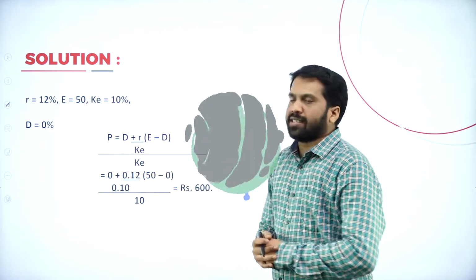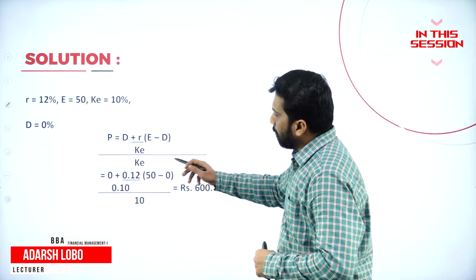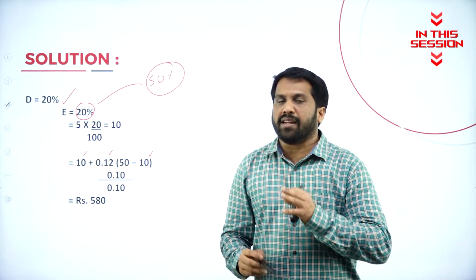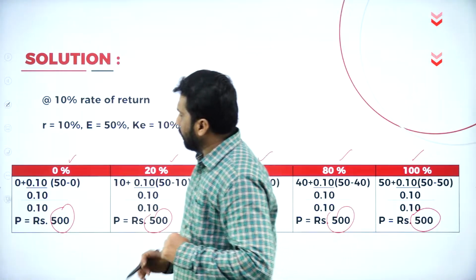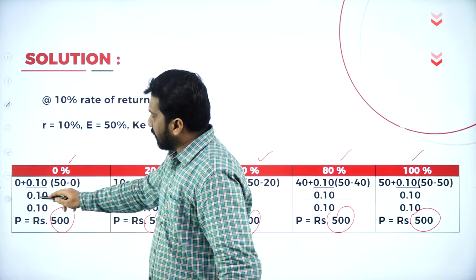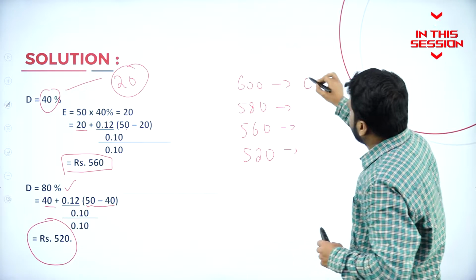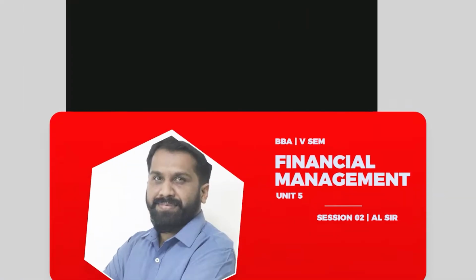P is equal to (D plus R(E minus D)/cost of equity) whole divided by cost of equity. Out of 20 rupees dividend, we have to consider 50%. How to calculate? Remember, 0.10 divided by 0.10, you will get 1. If you go with 0% dividend ratio, it will be 600.